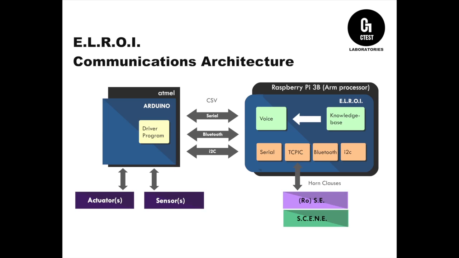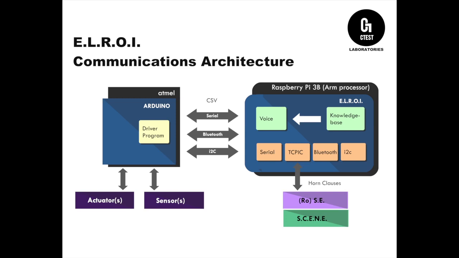Between Rose and Ralph, we typically use SSH and SCP, secure copy commands, to communicate back and forth between Rose and the Raspberry Pi. And then once you get to the Raspberry Pi, depending on what kind of work we need done, we have serial communications, Bluetooth communications, I2C communications.